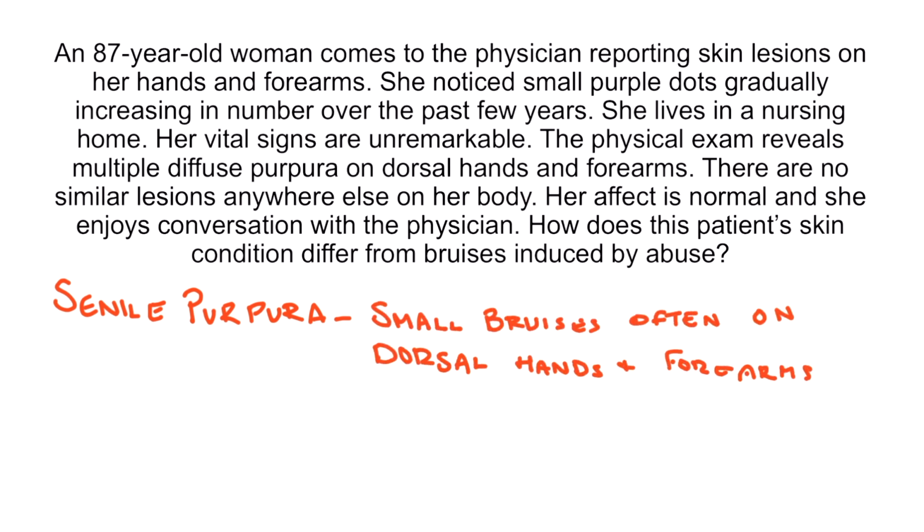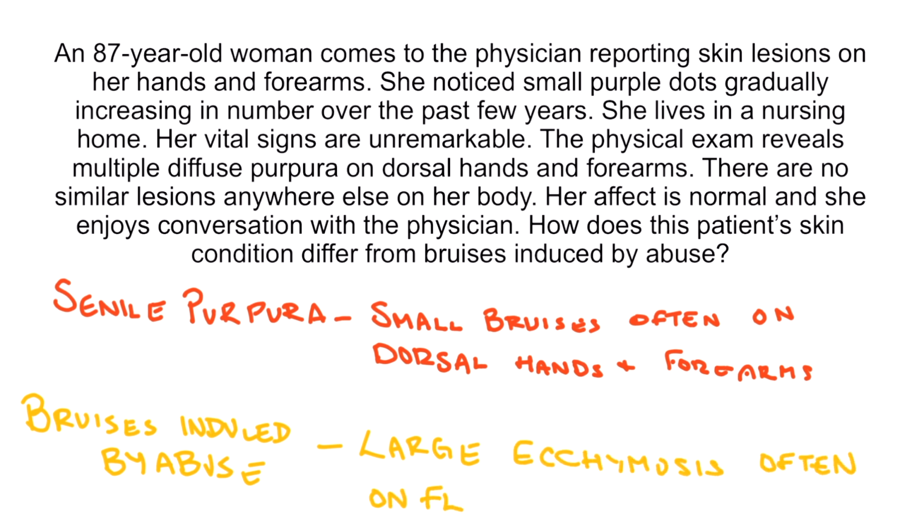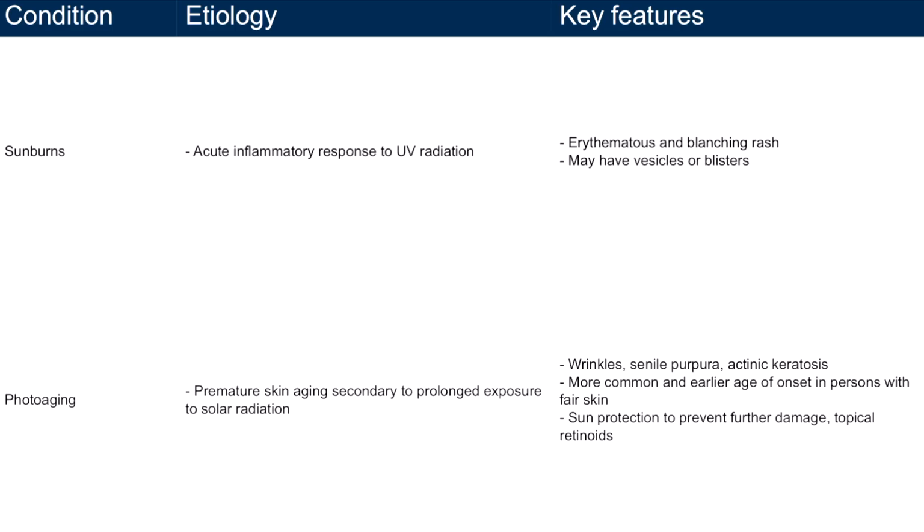So here's a fact that you're going to want to lock away. Bruises caused by abuse are usually located at the sites where spontaneous trauma is unlikely. For example, the flanks and buttocks. Additionally, bruises induced by abuse are usually larger than what you'd see in senile purpura. So here's a table that you can use to review sunburns and photoaging, specifically the important aspects that you need to remember. Now let's wrap up with a board-style question.